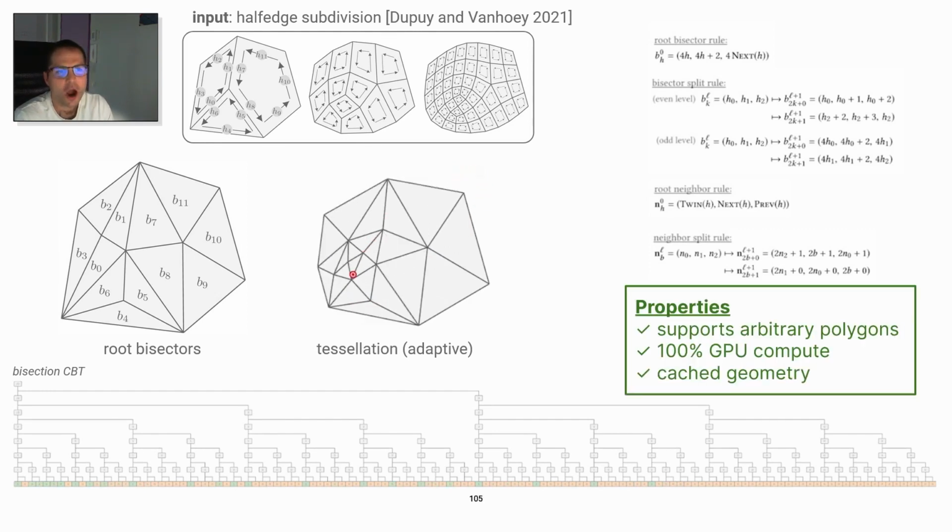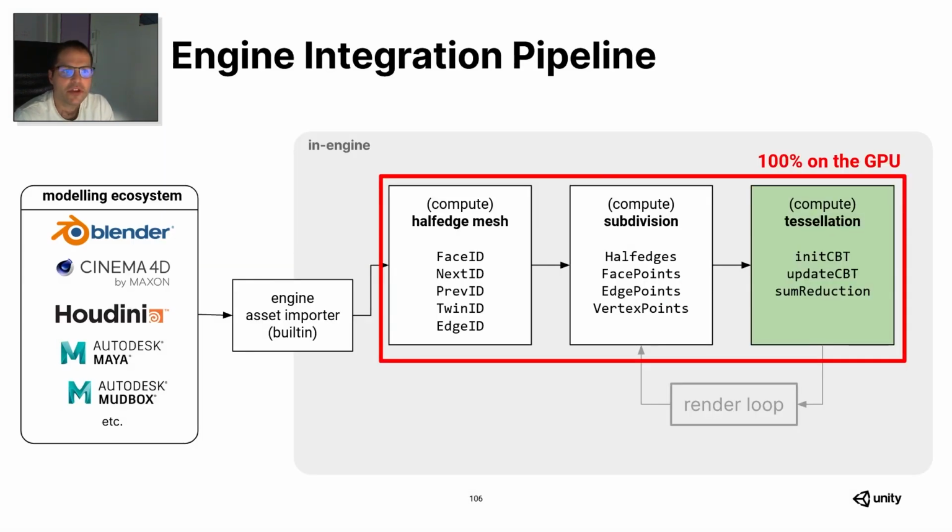Jokes aside, our approach has 2 main advantages over tessellation shaders. First, it relies on compute shaders and supports arbitrary polygons. This makes it very general both in terms of input data and hardware. And second, it encodes each bisector as an integer value. This makes it suitable for caching and geometry compression. That's all for the third and final kernel.